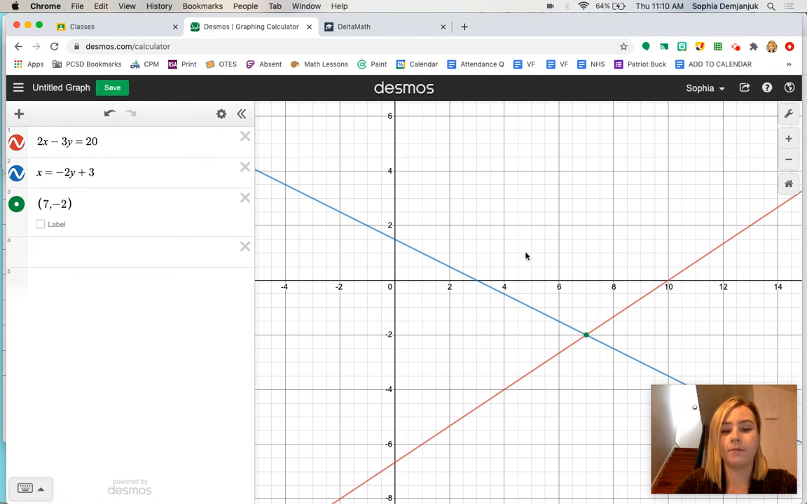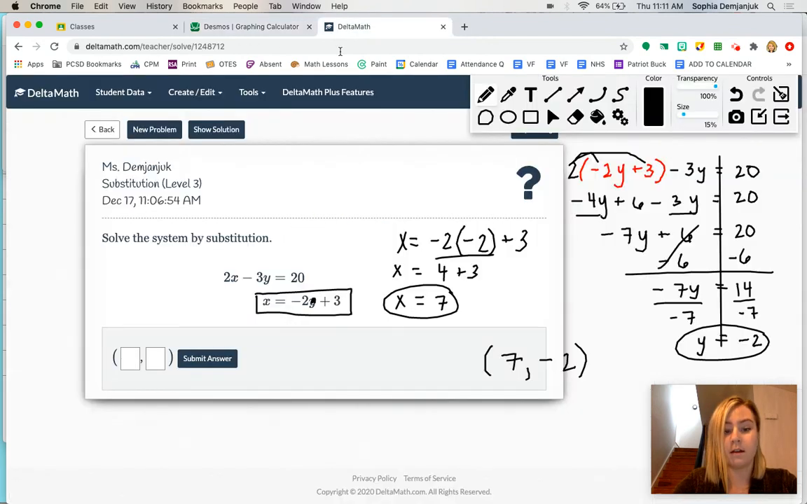When you see that graph, just like if we would have graphed it by hand from the previous lessons that we've learned, we can see that where those two lines intersect is at my answer 7, negative 2. So I am ready to go ahead and type my answer into Delta Math, 7, negative 2.